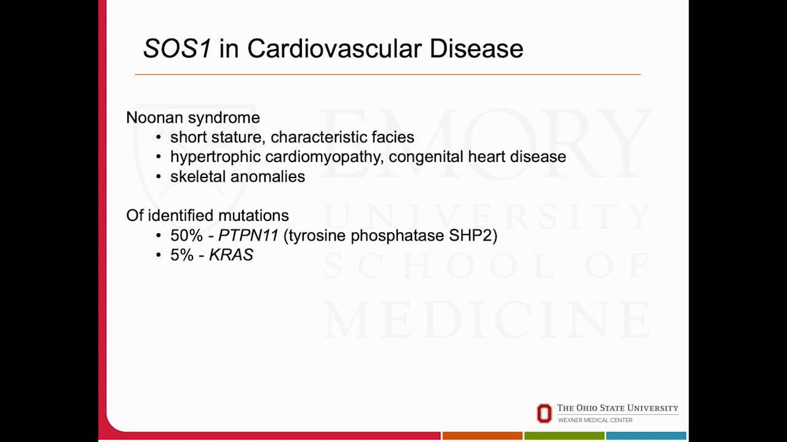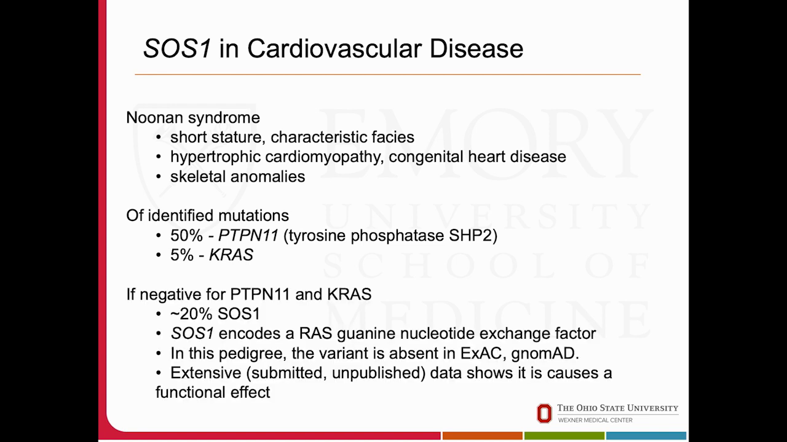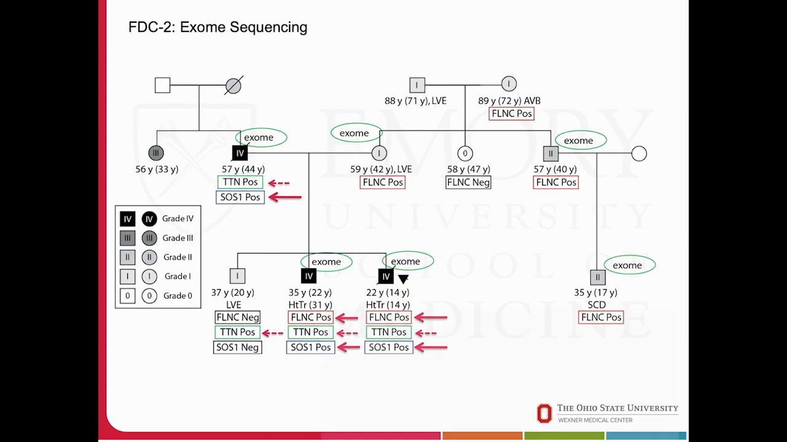Most of the time, it's PTPN11, and if that is negative, it's KRAS. If those are negative, then about 20% have SOS1 variants. And in this pedigree, we found the SOS1 variant. It was absent in ExAC and gnomAD, and I won't go through this, but we just submitted a paper last Thursday to the American Journal of Human Genetics with extensive laboratory data showing that this variant, along with several others in the legacy cohort, are likely relevant for DCM.